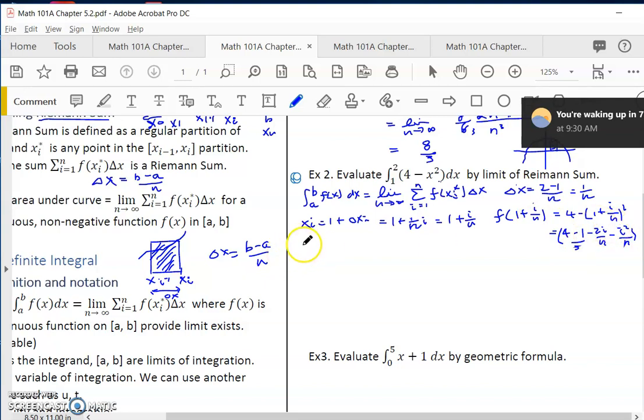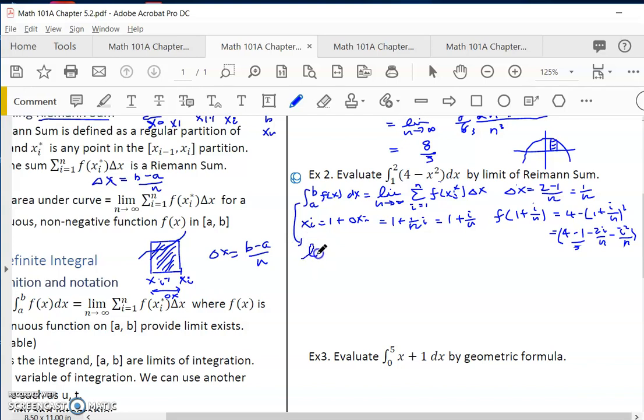So I'm going to do the limit now. The definite integral would be equal to the limit as n approaches infinity of the sum from i equals 1 to n of f of xi, which we expand. So it will be 3 minus 2i over n minus i squared over n squared, times delta x, which is 1 over n, right?